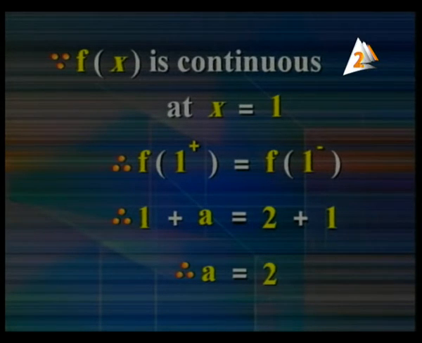When f of x is continuous, f of 1 positive equals f of 1 negative. In this case, f of 1 positive equals 1 plus a, f of 1 negative equals 2 plus 1. What is the value of a? We find the value of a equals 2. After that, f of x becomes 2x plus 1 when x is smaller than or equals 1, and x power 2 plus 2 when x is more than 1. The value of a becomes 2.